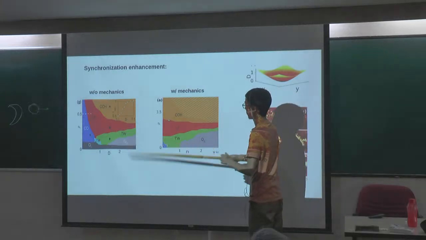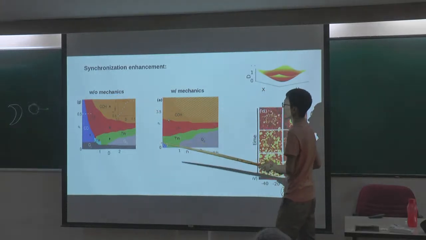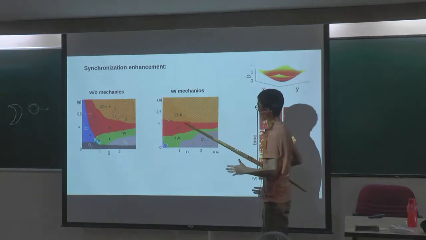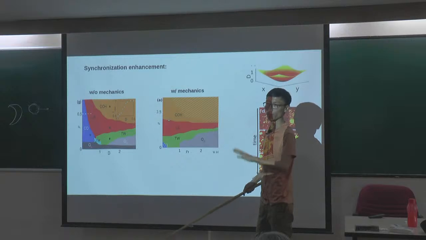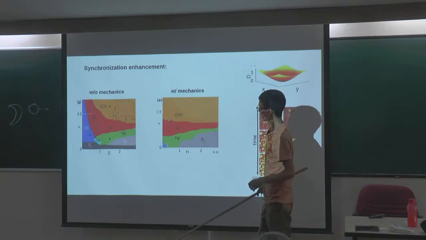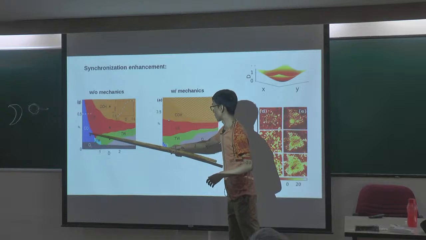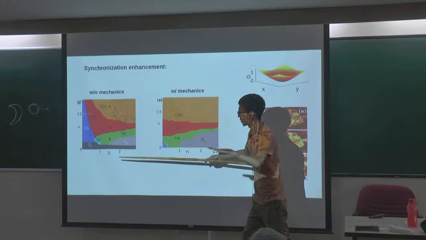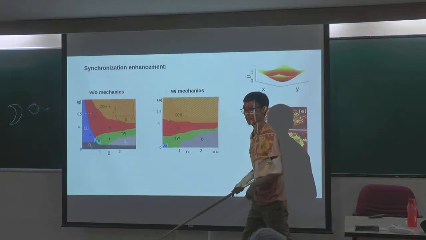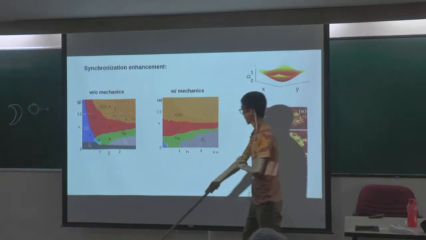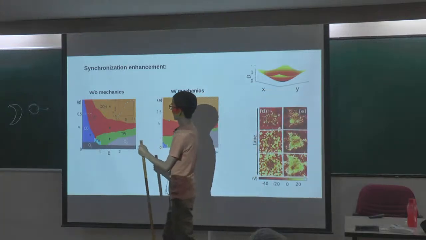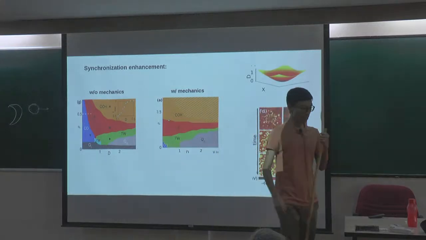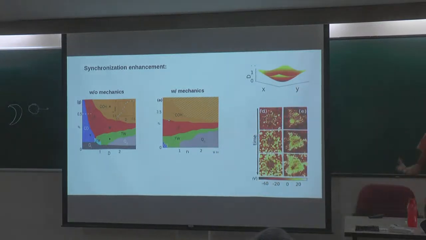These are the two phase diagrams without mechanics and with mechanics. If you look at the coherent state, you see that this region has expanded, so we see synchronization in a much larger region now. These are the quiescent states, where there is no activity in the medium because of the low density of oscillators. The other regions have expanded at the expense of this quiescent state. So it promotes oscillation and also synchronization.